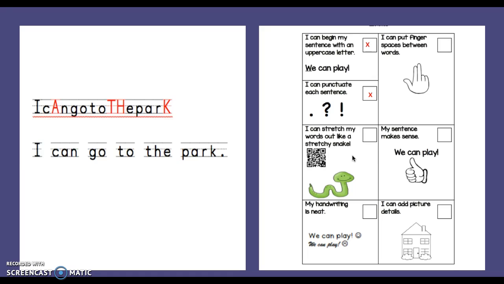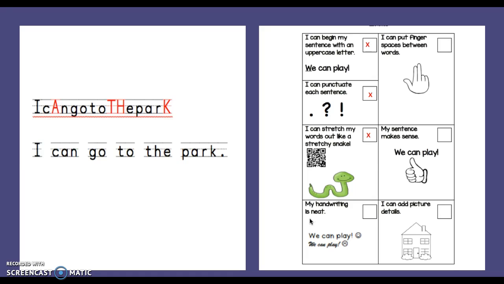This box talks all about stretchy snake. It's asking you if you stretched out words like a stretchy snake. If you forgot what stretchy snake means when you're writing, you should watch this video right here. Let's go see if I use stretchy snake. Here we go. And go to, well, that was hard to read. There's no spaces. I can go to the park. Yes, I stretchy snaked out park. So I'm going to mark that.